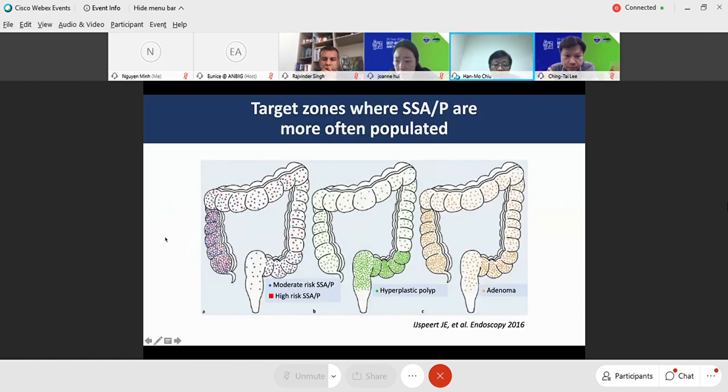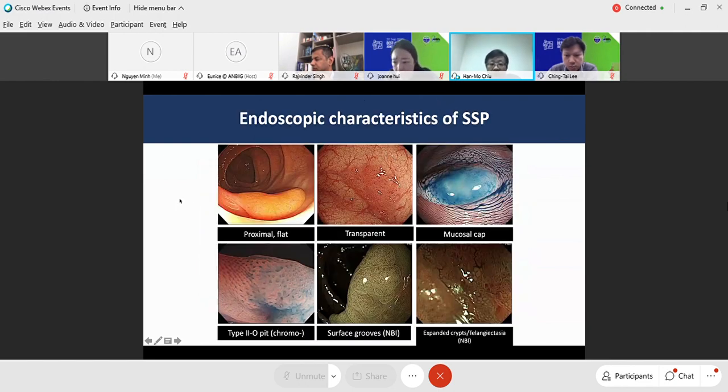And it is very important to know the most likely anatomical site for SSAP to occur. So you can see that SSAPs are more likely to be detected in the proximal colon, especially in the transverse and ascending colon. This is quite different from the conventional hyperplastic polyp and adenoma. So this slide summarizes the endoscopic appearance of serrated lesions. So it is usually proximally located and transparent in shape.